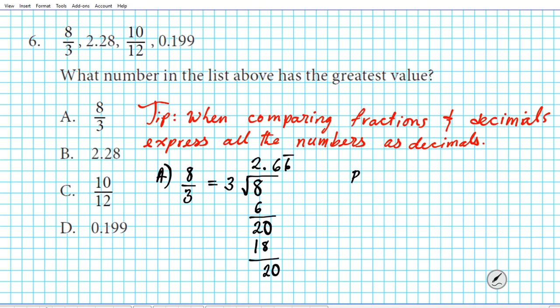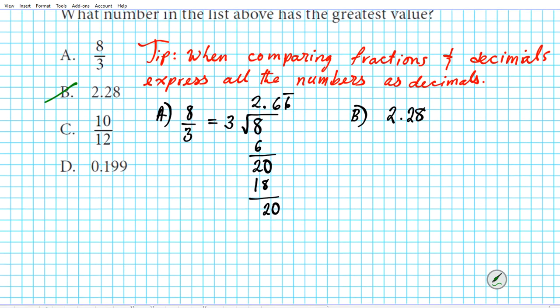Now let's shift gears and take a look at the next number, 2.28. This is already in decimal form, so we can easily compare it with option A. And what do you notice? Option A is greater because in the ones place, 2 is greater than... in the tenths place, 6 is greater than 2. So we can eliminate option B because option A is still the leader.